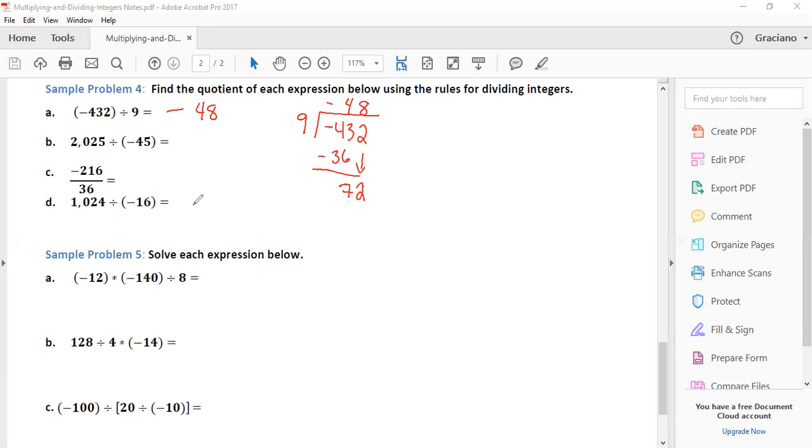For letter B, I am dividing a positive number by a negative number. The signs do not match. That means my answer will be negative. Okay, so I am doing 45 into 2025. So we're going to do how many times does 45 go into 202? Okay, so 45 is going to go into 202 about 4 times. We're going to check it by doing it over here. What's 45 times 4?